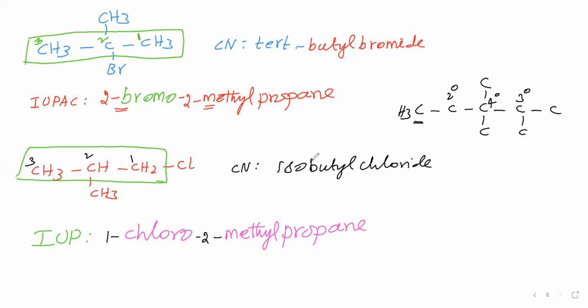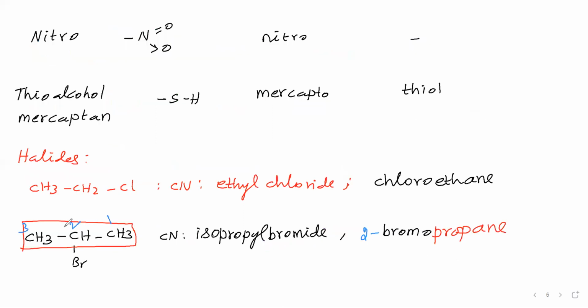Why are we mentioning this? Here also the second carbon is having two methyl groups, but this one has three methyl groups. So we cannot use the word iso here. Here you see that the second carbon is having two methyl groups, but the halogen is attached to a secondary carbon. In this case alone, we can use iso: isopropyl bromide. There alone bromine is attached to a secondary carbon.